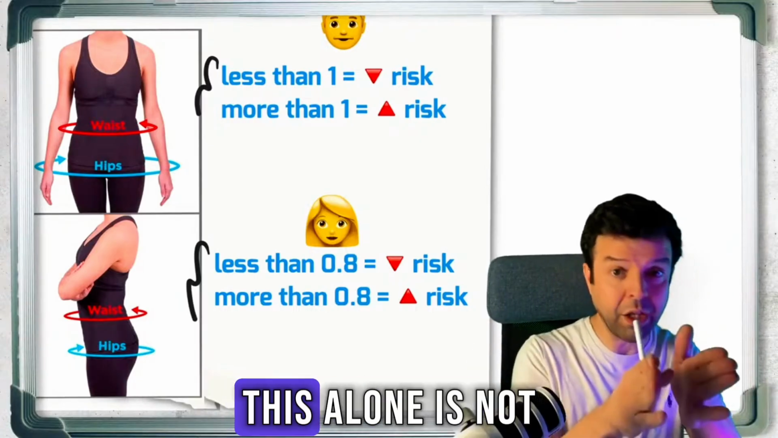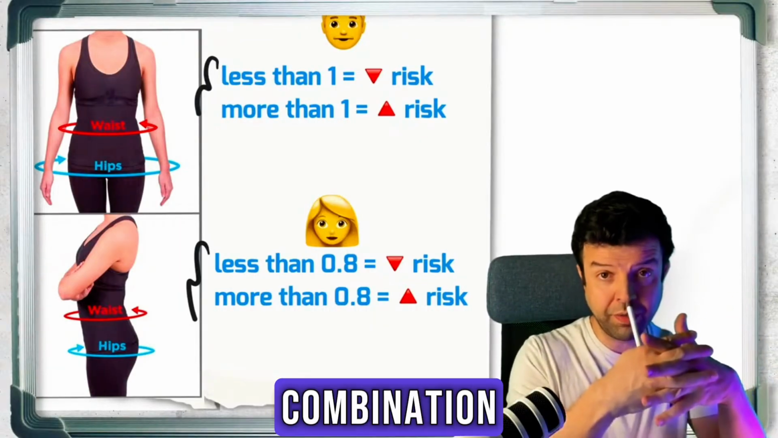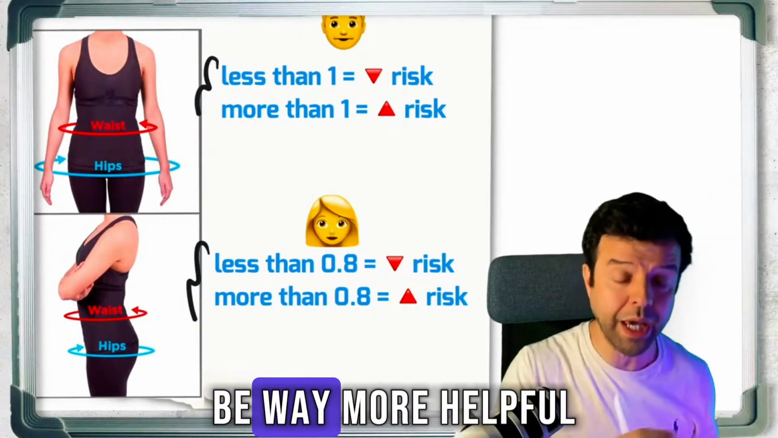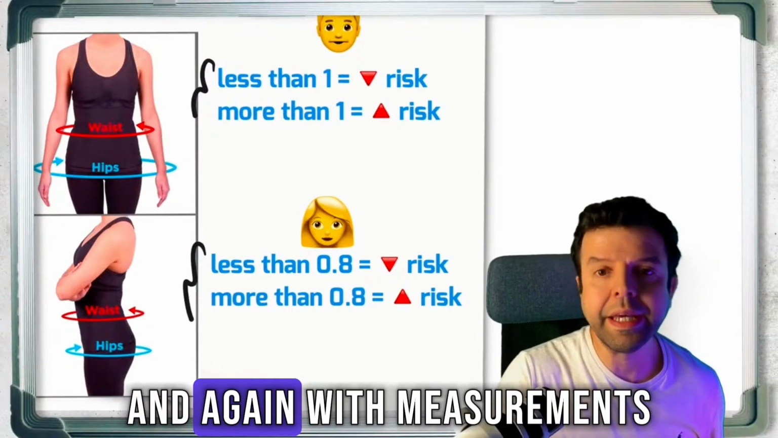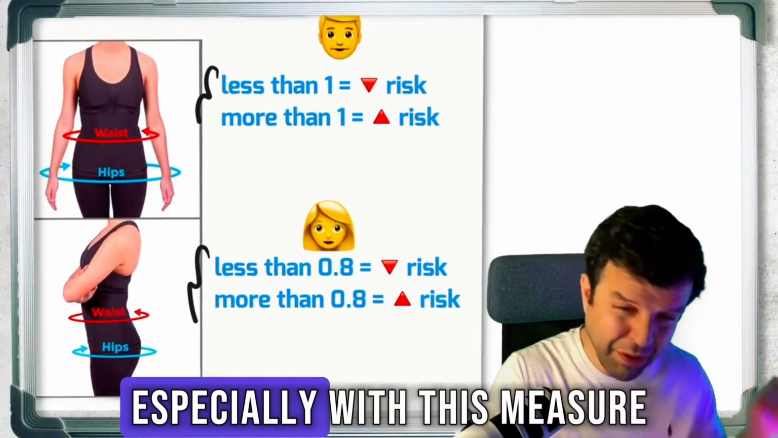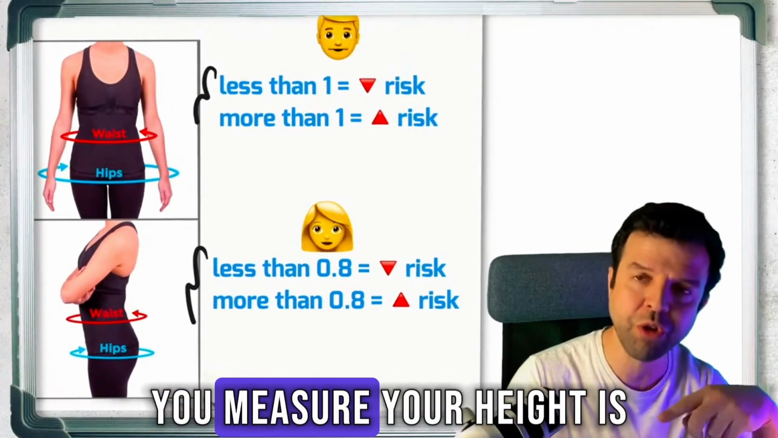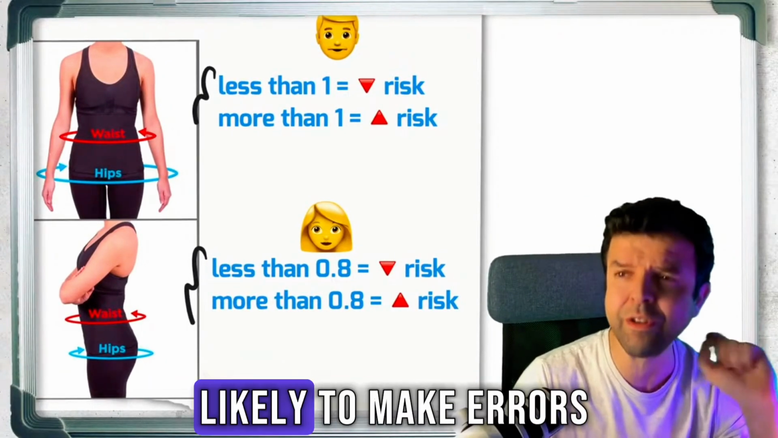So again, this alone is not good. BMI alone is not good. A combination of those two would be way more helpful. And again, with measurements, it's likely to make errors, especially with this measurement. BMI is fine. You just stand on a balance and measure your height. But this one is likely to have errors.